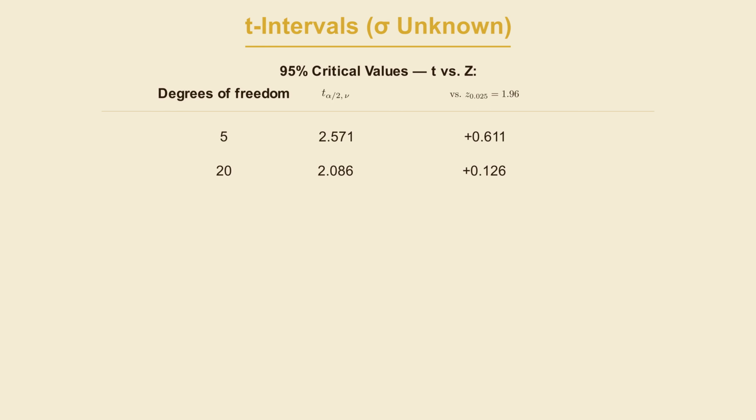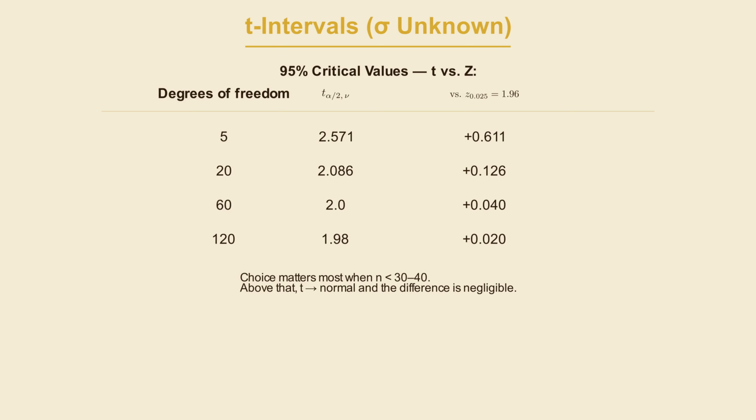With 20 degrees of freedom, it drops down to 2.086. By 60 degrees of freedom, it is down to 2, and with 120 degrees of freedom, it's about 1.980. This is only slightly off from the 1.96 that we would get if we used the z distribution. So in general, the choice between the two distributions matters roughly below 30 to 40 observations. Above that, the practical difference is negligible. In fund performance work, where you might have quarterly data going back 4 or 5 years, you end up squarely in the region where the difference is real and consequential.